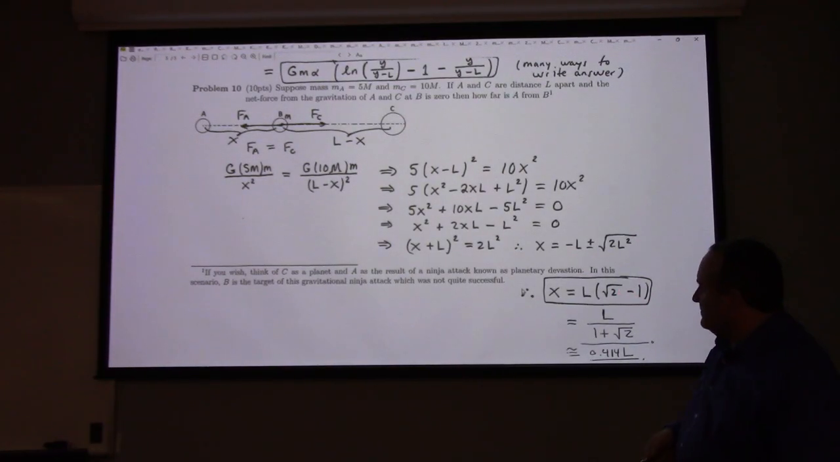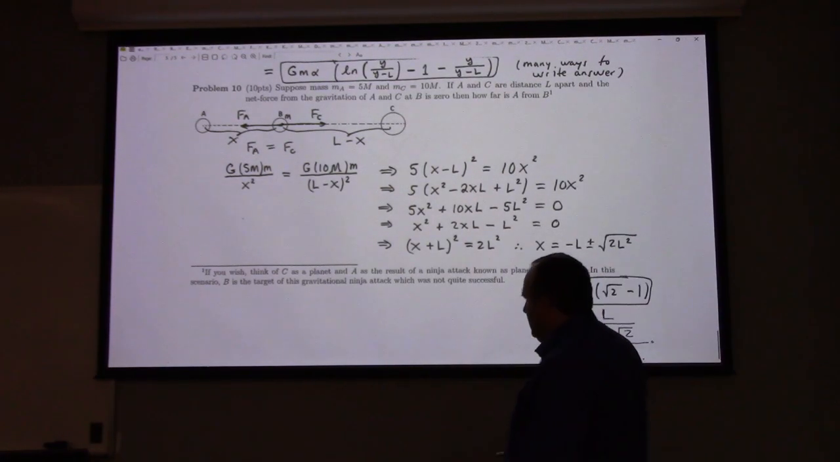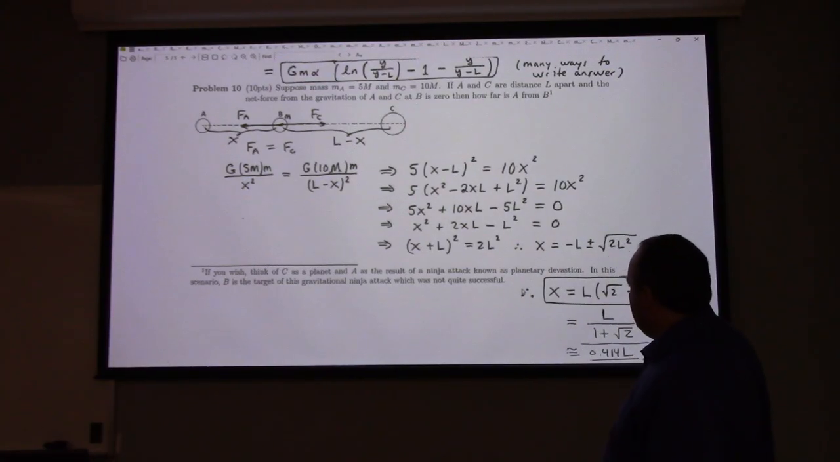If you wish, think of C as a planet and A as the result of a ninja attack known as planetary devastation. In this scenario, B is the target of this gravitational ninja attack, which was not quite successful.